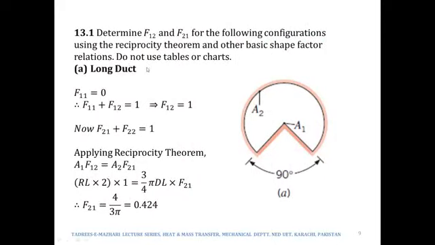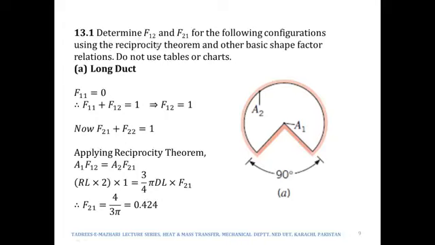Let's take this problem so that we can get acquainted with the use of the shape factors. It's problem 13-1 of our book, and it says determine F12 and F21 for the following configurations. We are given like 4 or 5 parts in this problem, but we would be covering only a couple. We are to use the reciprocity theorem and other basic shape factor relations, and we are being asked not to use any tables or charts. So we have to use those 4 relations of a view factor, and we are not allowed to refer to any tables or charts that we will look at in a bit.